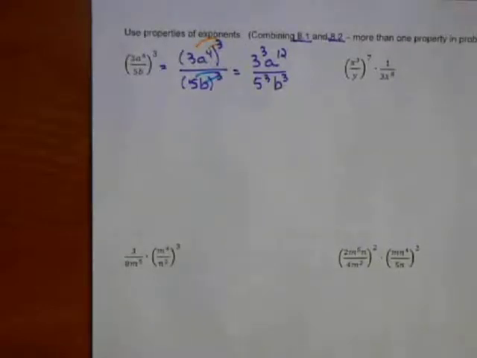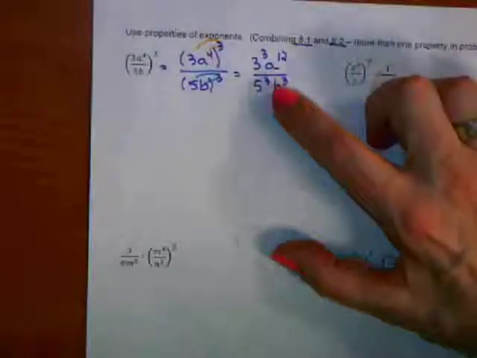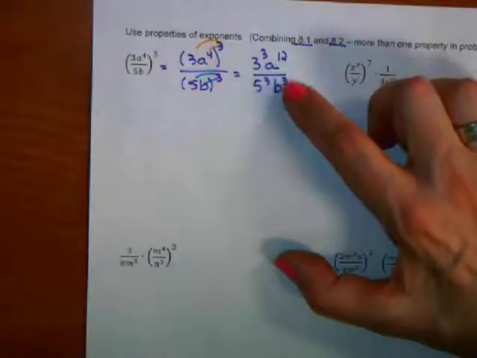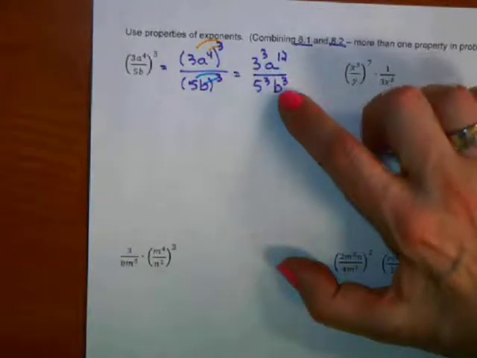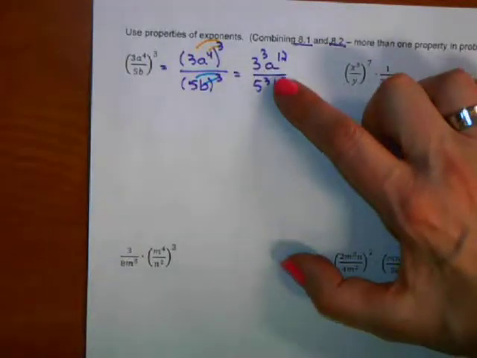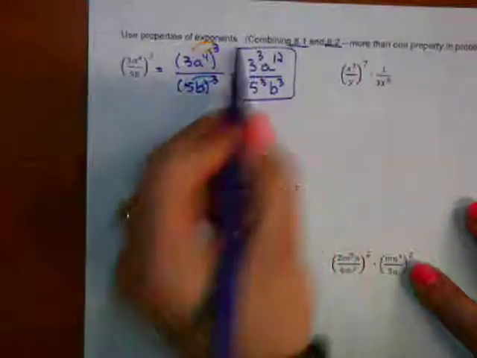Okay, I could do 3 to the 3rd, which is 27, but I don't have to. I could do 5 cubed, which is 125, but you don't need to do that. Are these different bases? So I can't do anything else. I can't subtract those because a and b are different. So that's going to be my final answer right there.